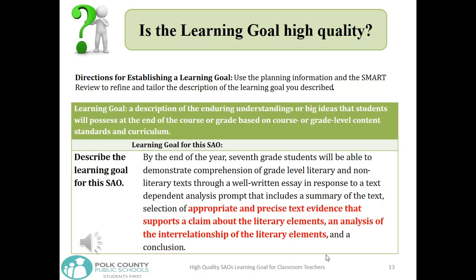Additionally, the learning goal anticipates that students will not only comprehend the text, as demonstrated through a summary, but also be able to demonstrate deep understanding through an analysis of the literary elements located within the text and supported by accurate and precise text evidence. The ability to analyze interrelationships among concepts and to analyze and interpret authors' craft and literary devices is a depth of knowledge level 3 expectation, in which students demonstrate strategic thinking and reasoning.